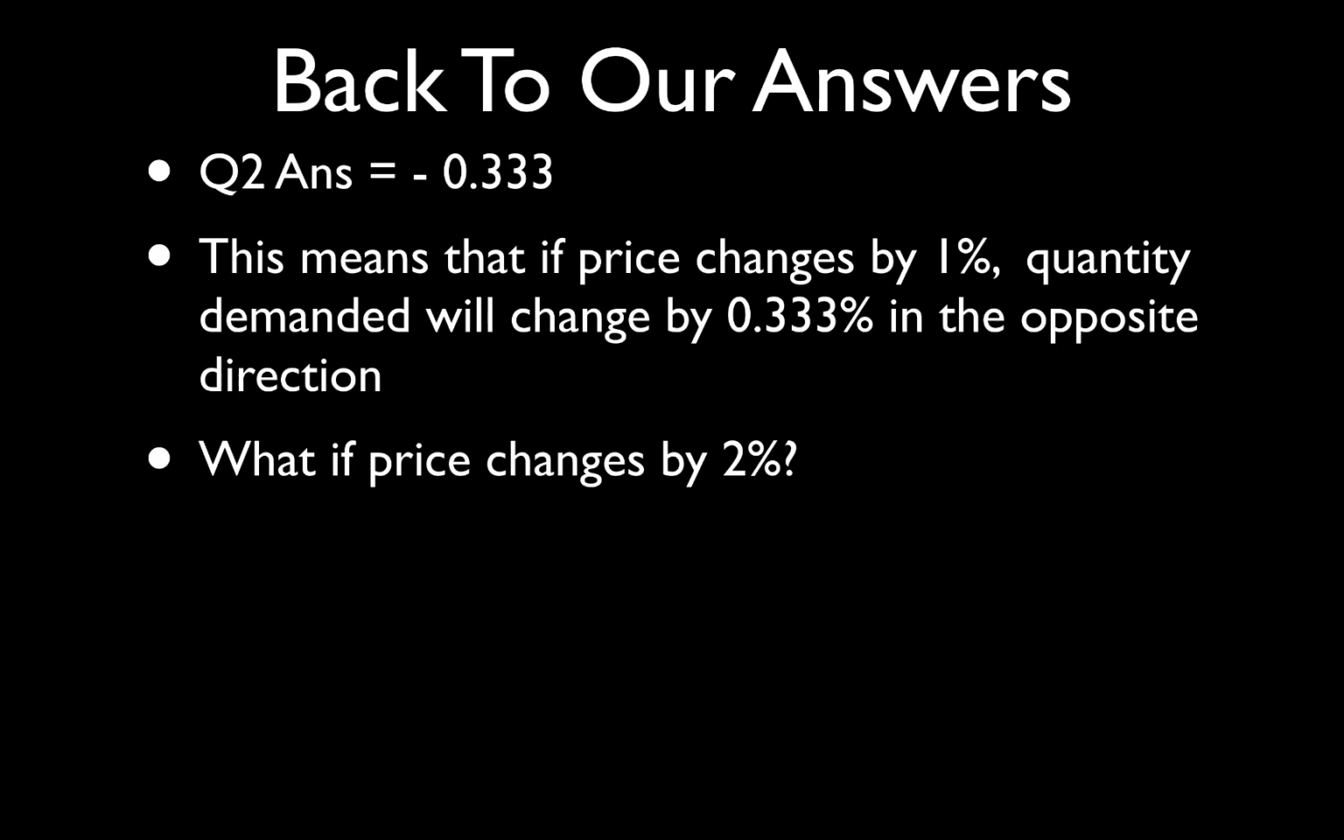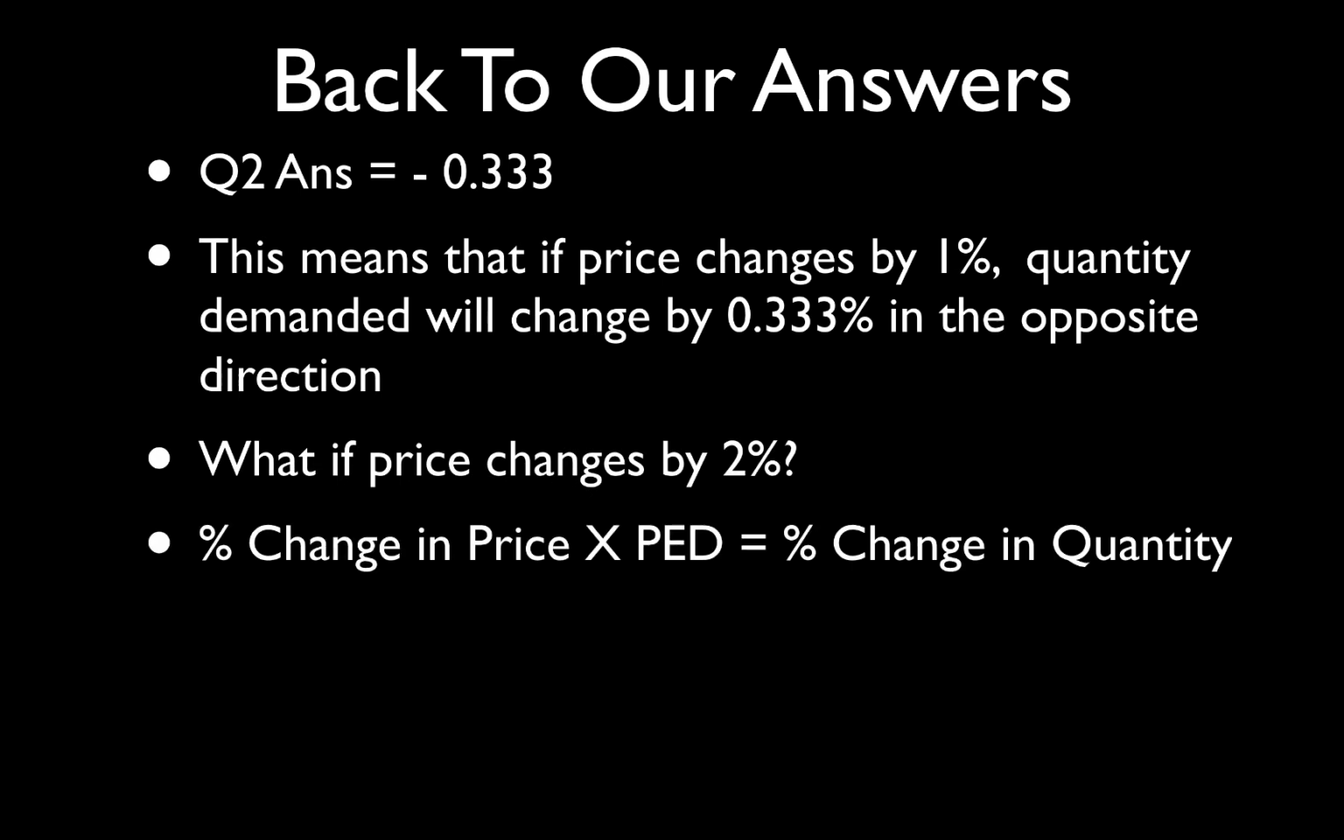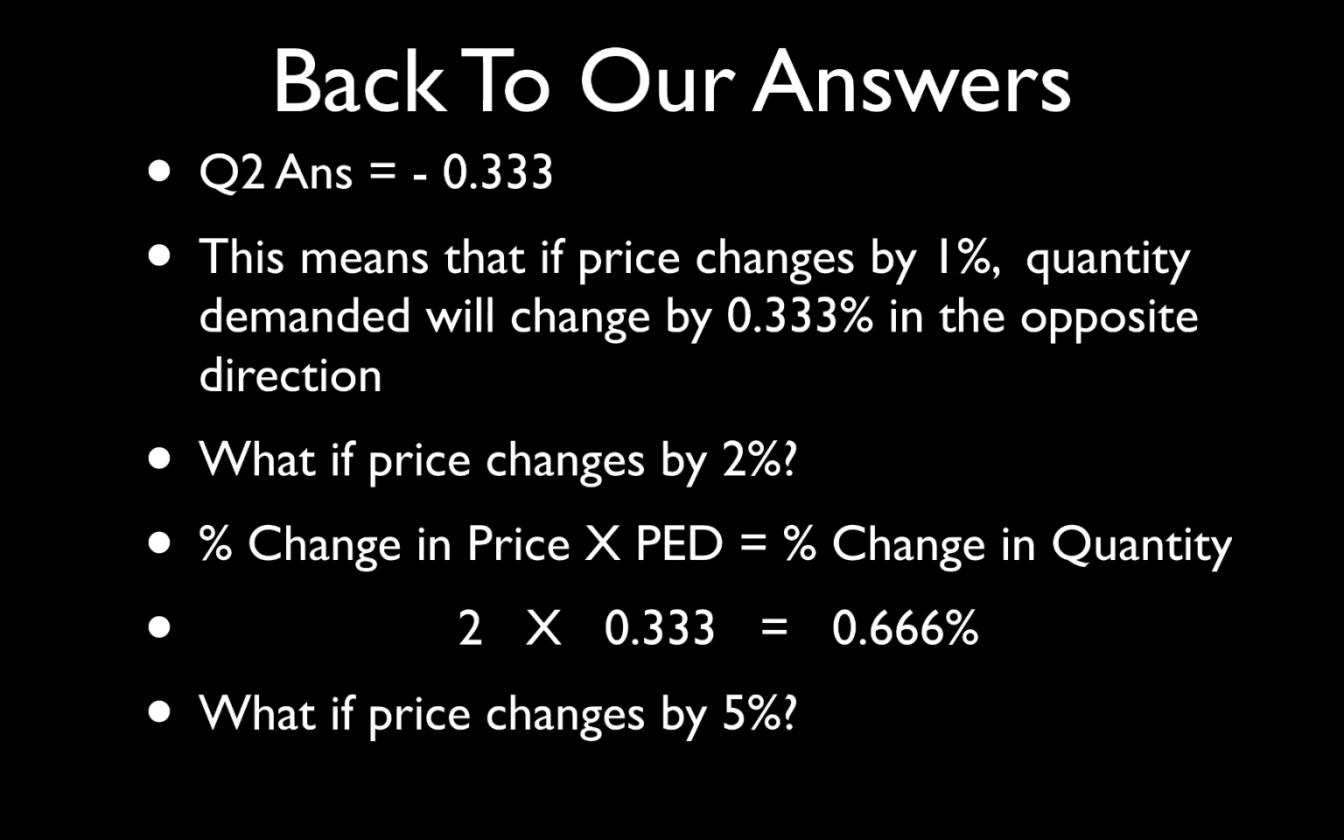And again, what if price changes by 2%? Well, we're using this formula, which is the percentage change in price multiplied by the PED equals the percentage change in quantity. So it's 2 multiplied by 0.333 equals 0.666%. What if price changes by 5%? Well, it's 5 by the PED, which is 1.665%. I hope this is starting to make sense to you.